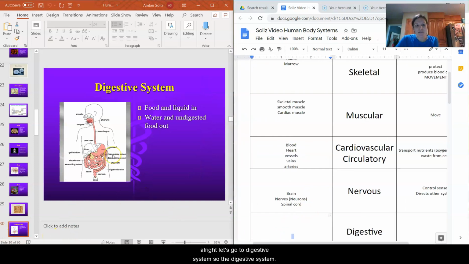So the digestive system, I think, is probably, again, I think these first five, most of you probably already know, but the digestive system's job is to digest. And so when you take in food or liquid into your body, the digestive system's job is to digest.